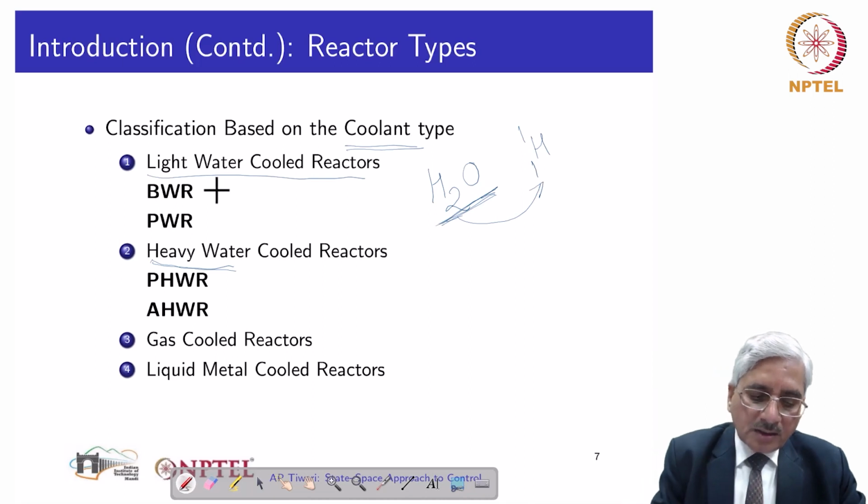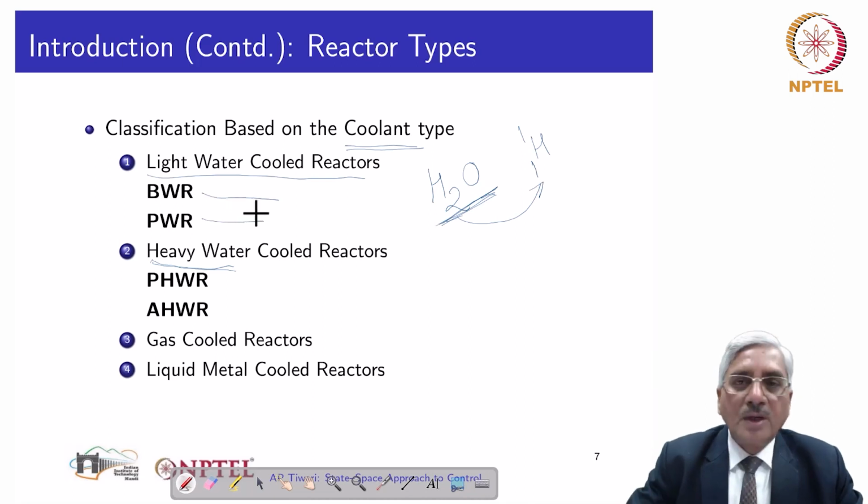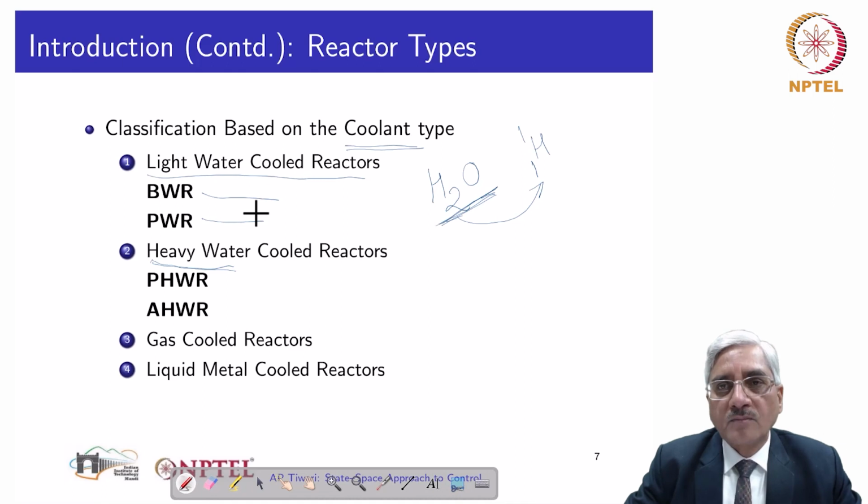Light water reactors are further of two types. One is the boiling water reactor. The water boils inside the reactor core, and that steam water mixture enters the turbine after separation. Steam enters and the water is recycled back. So in the boiling water reactor, steam is formed inside the reactor.